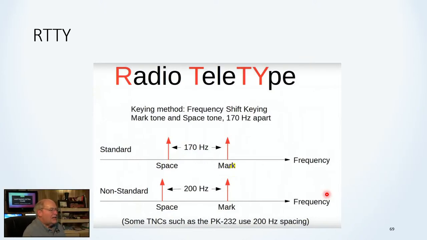A little bit more detail on radio teletype. Where does the RTTY come from? Well, you can see it there. This uses a frequency shift keying mode, mark and space tones. They're 170 hertz apart, typically 2125 and 2295. So the standard spacing is 170 hertz, and non-standard is anything other than that. The older TNCs, terminal node controllers, back before we were doing this all in computers, the PK232 TNC was extremely popular with hams. It used a 200 hertz spacing, but that's close enough, so these things would work. There are other flavors of RTTY and other services that use different frequencies, but for hams, this is what we're going to see.